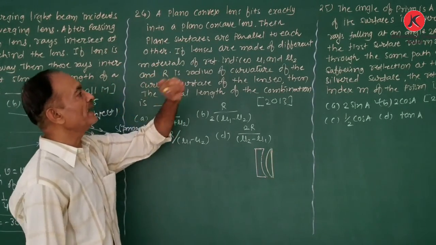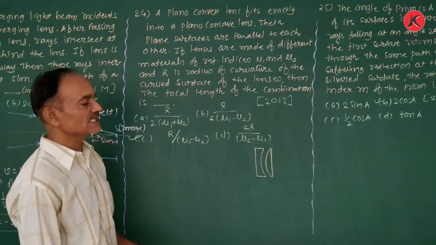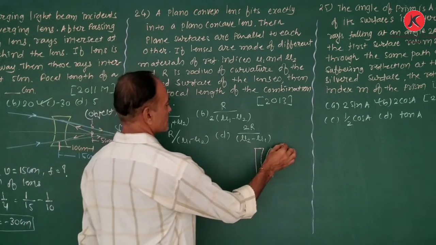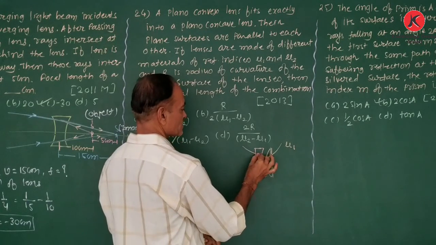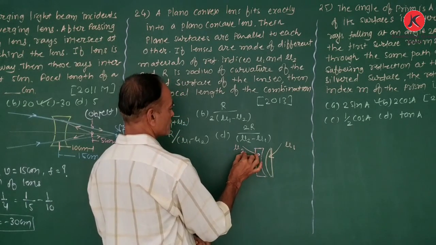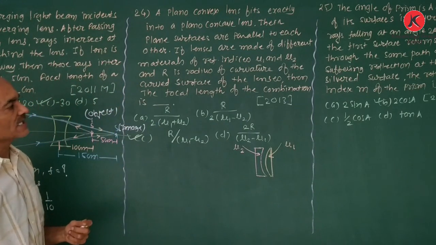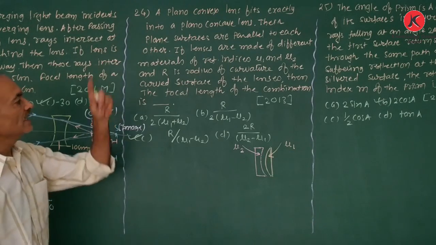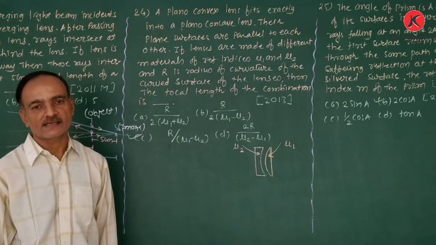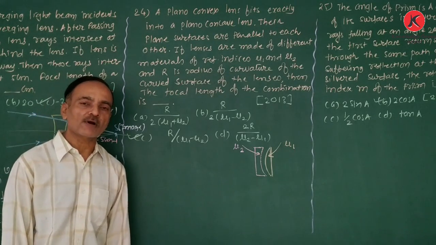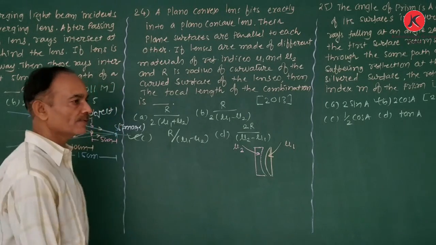If the lenses are made of different materials of refractive indices mu1 and mu2. Here the refractive index of the material of this lens is mu1, and here the refractive index of the material of this lens is mu2. And with r as the radius of curvature of the curved surfaces of the lenses, what is the focal length of the combination? What is the resultant focal length? So we know that the resultant focal length, 1 upon f is equal to 1 upon f1 plus 1 upon f2.